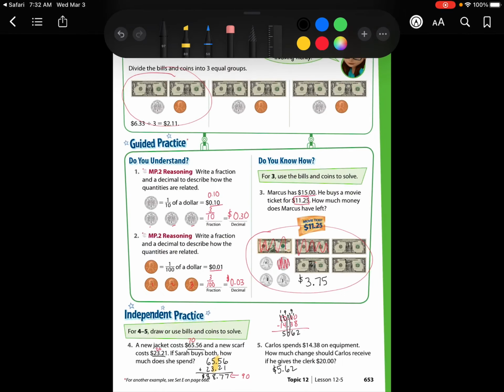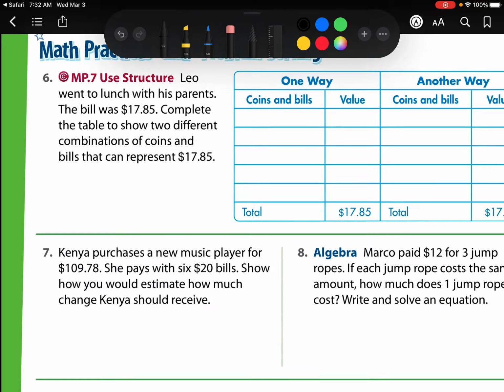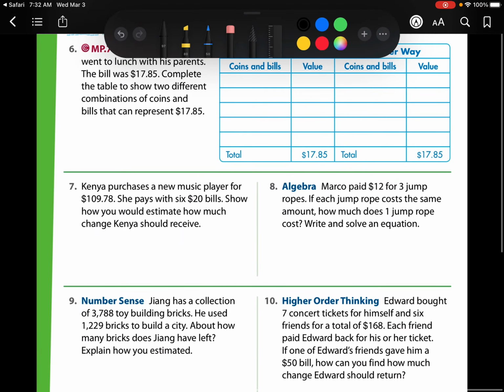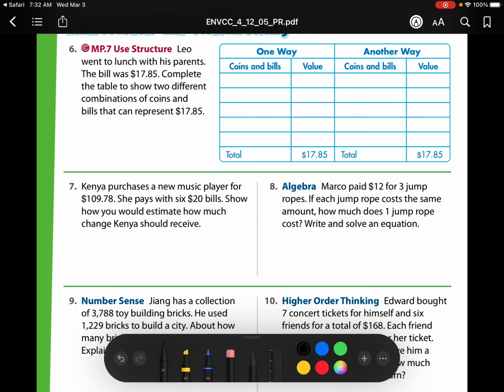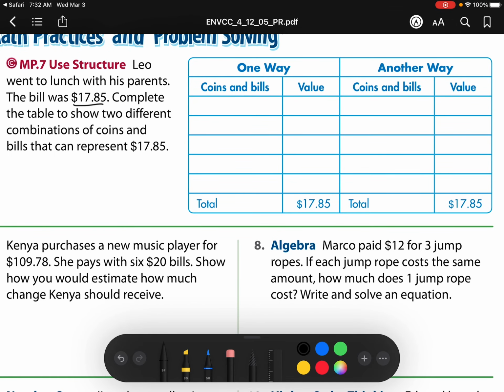On to our next page. Let me drag that down here. Leo went to lunch with his parents. The bill was $17.85. Complete the table with 2 different combinations of coins and bills that can represent $17.85. Well, let's start with this one right here.